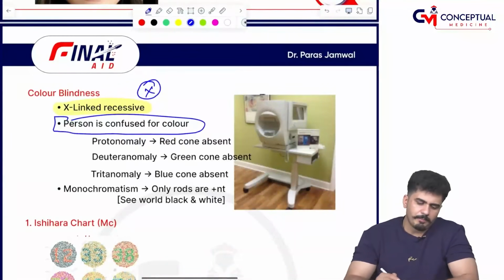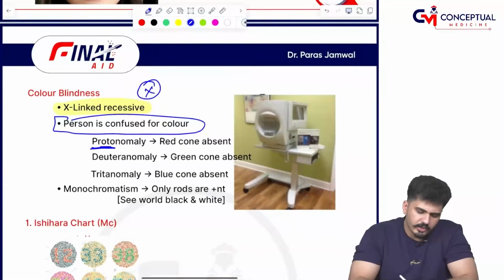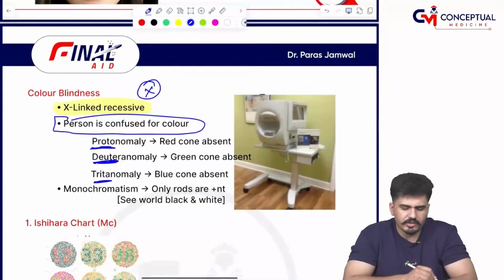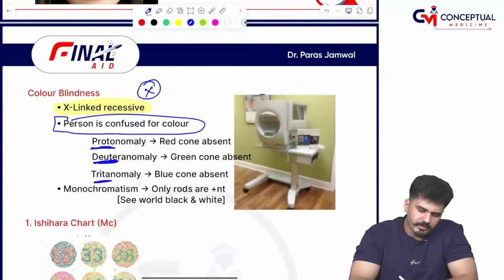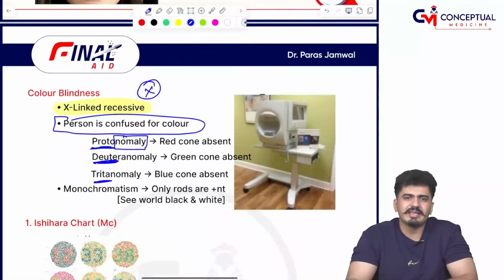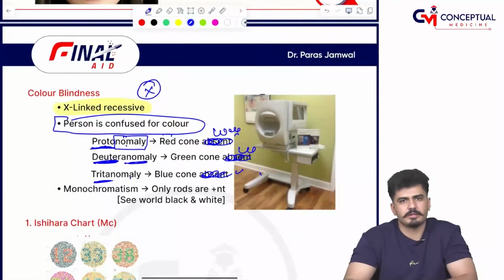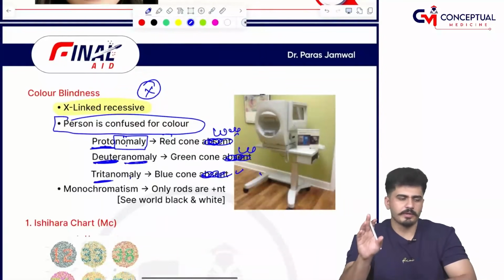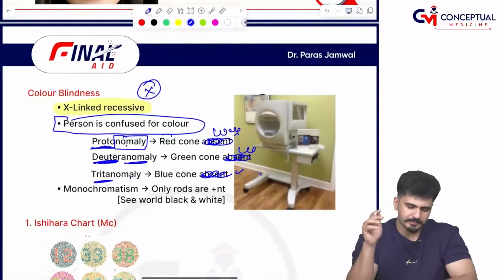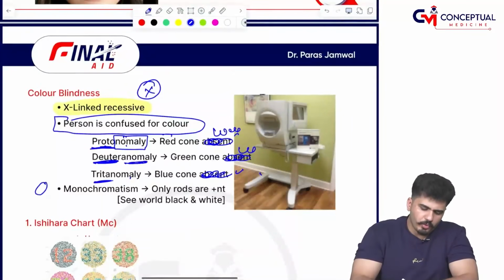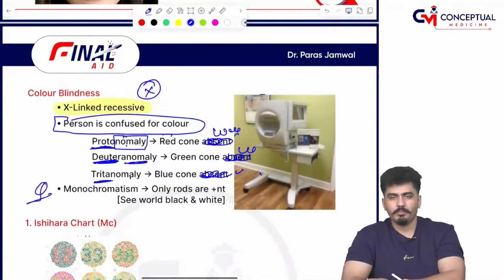So my dear friends, proto is for red color, deuter is for green color, trito is for blue color. If the word anomaly, that is, normally, is there, that means there is a weakness of the cone. So red cone is weak. Deuteranomaly means green cone is weak, and tritanomaly means blue cone is weak. If the word is protanopia, that means absent. Anomaly means weakness, nopia means absent.